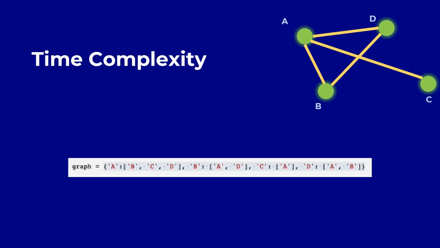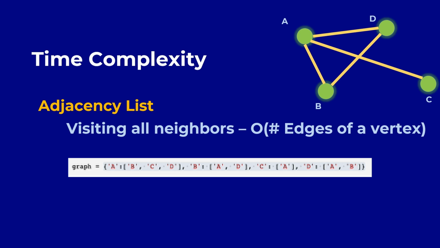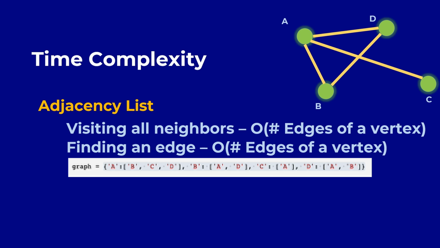For an adjacency list, if we want to visit all neighbors of vertex A, which is a vocab word that means all the vertices a particular vertex is connected to through an edge, the time complexity is O of number of edges of a given vertex. We go to A and see all the neighbors of A: B, C, and D. If we want to see if an edge exists between two vertices, say if there is an edge between B and C, we can find B and then iterate through each edge from B to see if there is an edge to C. So that's O of number of edges of a vertex.